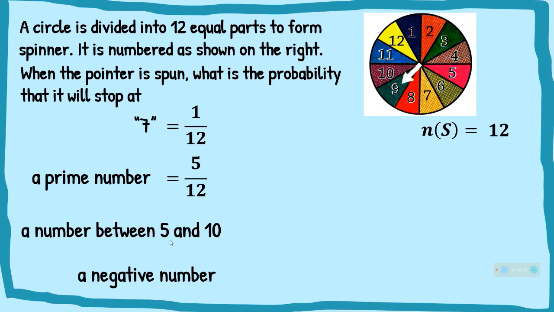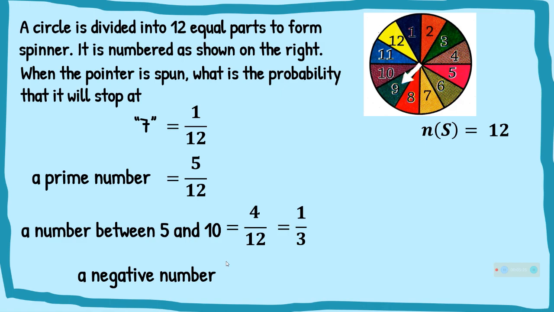Next, a number between 5 and 10. What are those? How many are those? Out of 12, we have 4. What are those? We only have 6, 7, 8, and 9. You will not include 5 and 10 because the question is between 5 and 10. And 4 over 12 can be reduced to lowest term, and that is 1 over 3.